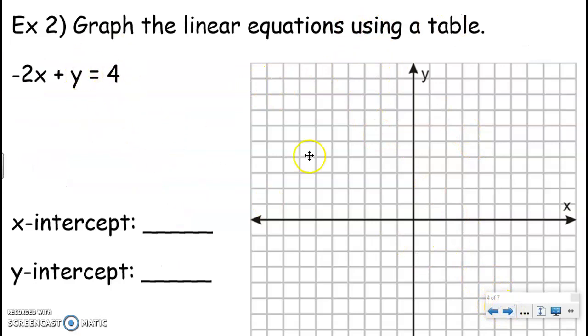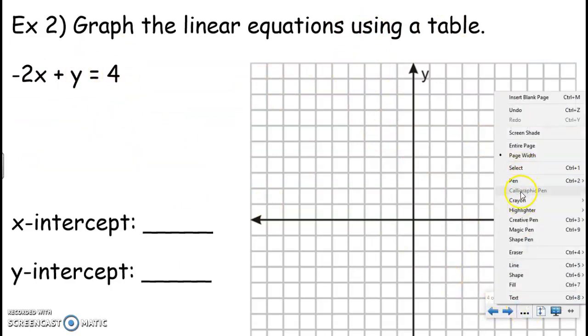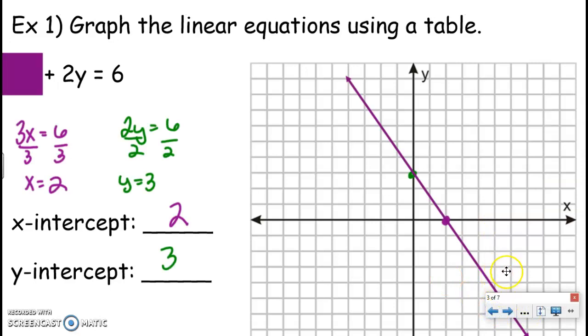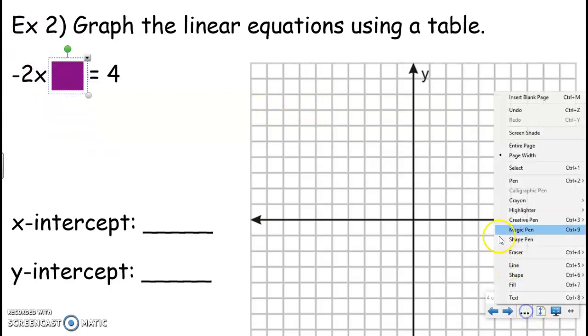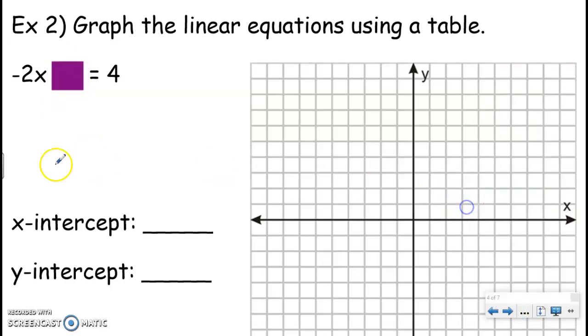Okay, next one. Same idea. Use the box again. So next one, negative 2x plus y equals 4. Make it a little bit smaller, covering up my y. I am left with negative 2x equals 4. If I divide by negative 2 on both sides, I get x equals negative 2.